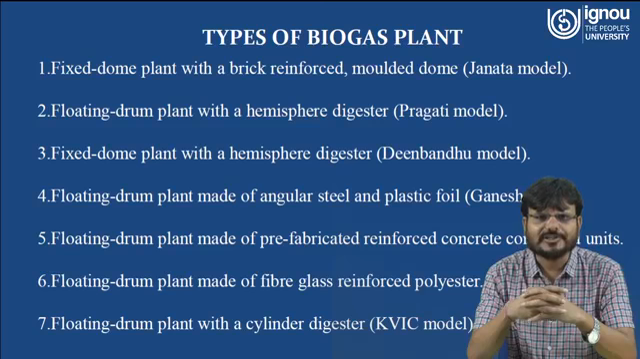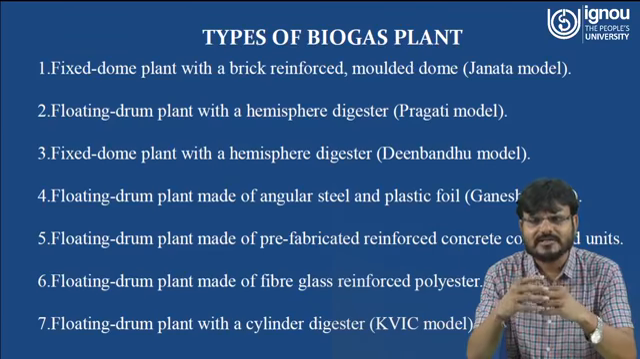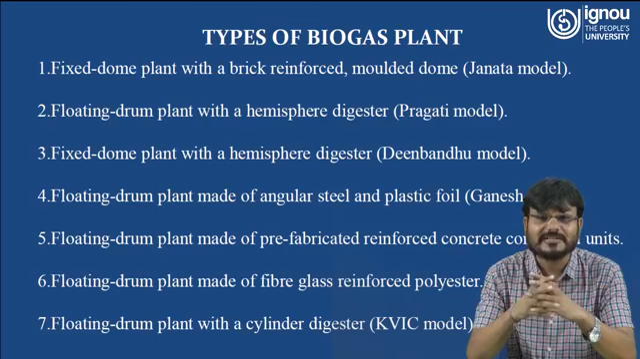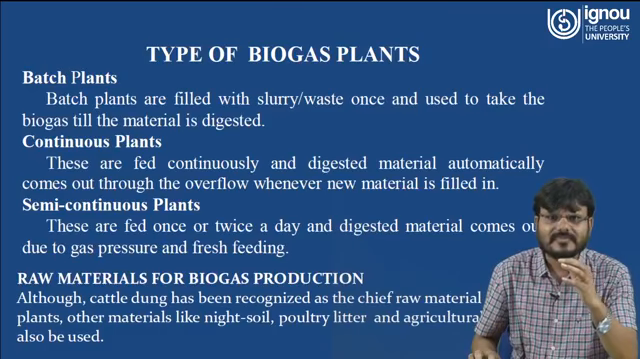And fourth is a floating drum plant model of angular steel and plastic foil. It is called the Ganesh model. The fifth one is a floating drum plant made of a prefabricated reinforced concrete compound unit. The sixth type is a floating drum plant made of fiber glass reinforced polyester. And the last one is a floating drum plant with a cylinder digester. This is also called the KBIC model.